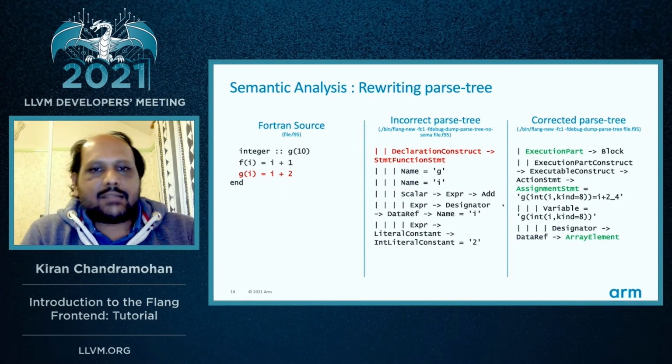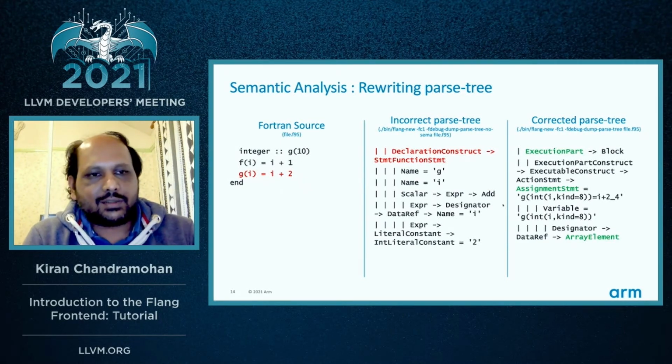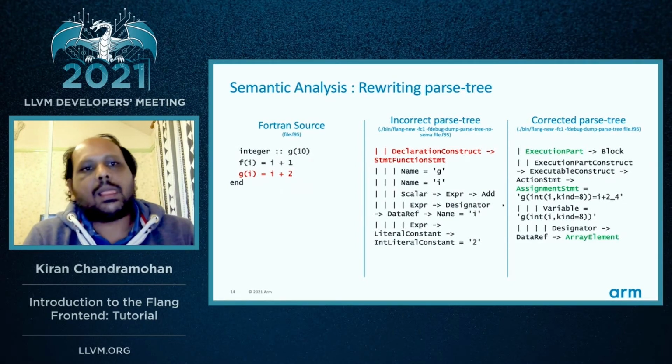The next example I have is about rewriting the parse tree. What I have on the left-hand side is the Fortran source, which basically declares an array called G. It has a few elements. And then I have two statements. The first one says f of I is I plus 1. So Fortran has something called a statement function. Statement functions are something like inline functions. So here f corresponds to a statement function. That means that if I call it with f of 3, you will get back the value 4. So that's f of I is I plus 1.